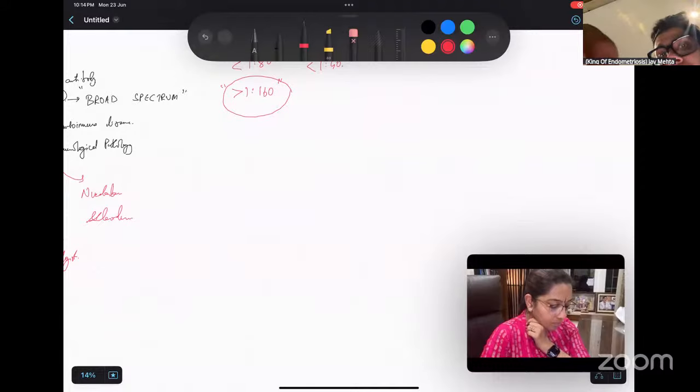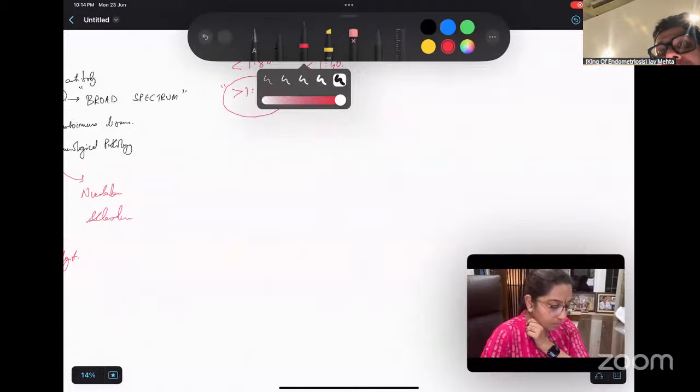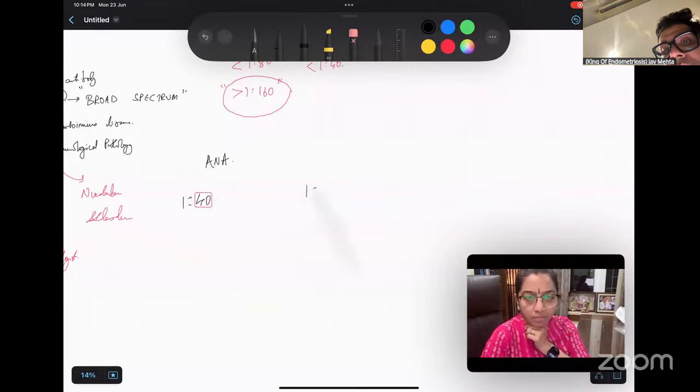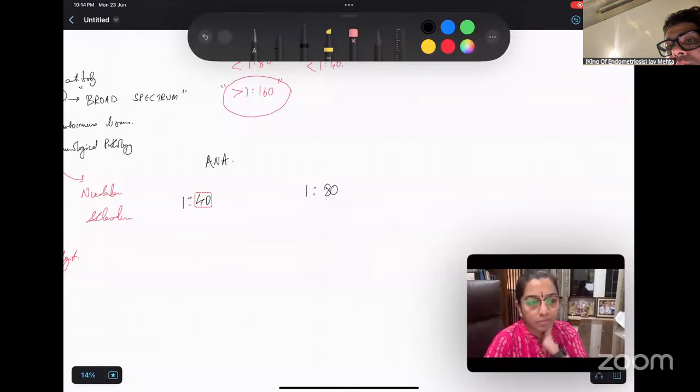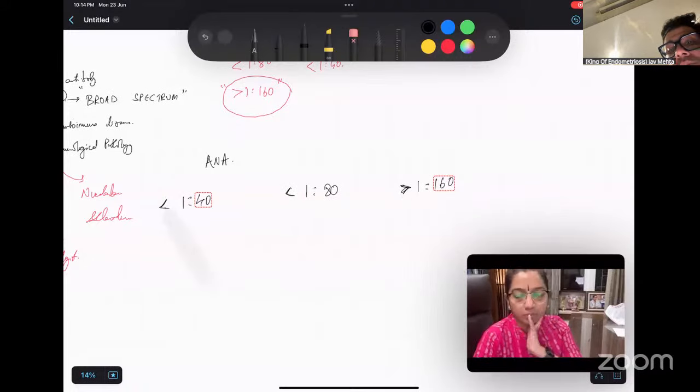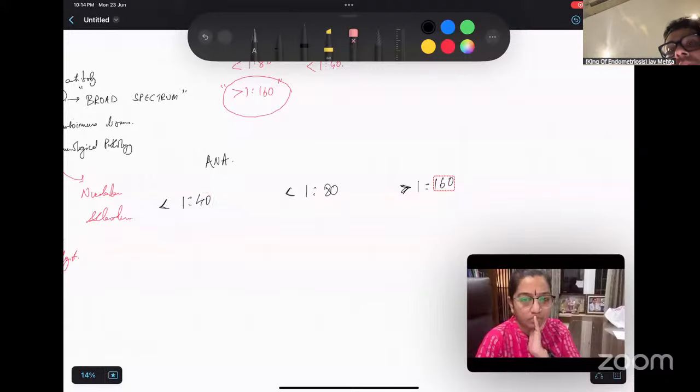So let me give you a beautiful flow chart. Hopefully that flow chart will settle down many, many things. What to do when anti-nuclear antibody titers are 1 is to 40? What to do when it is 1 is to 80? What to do when it is 1 is to 160? So basically, more than 1 is to 160, less than 1 is to 80, and less than 1 is to 40.